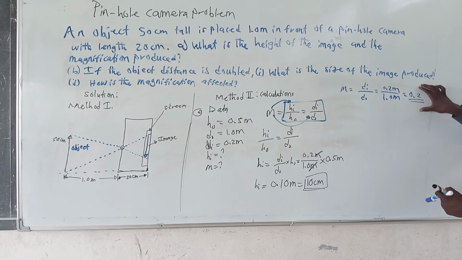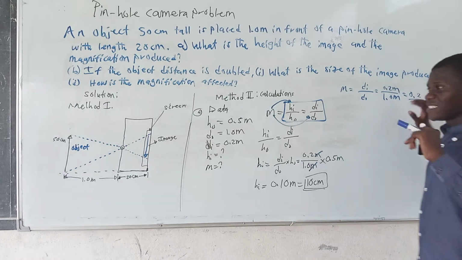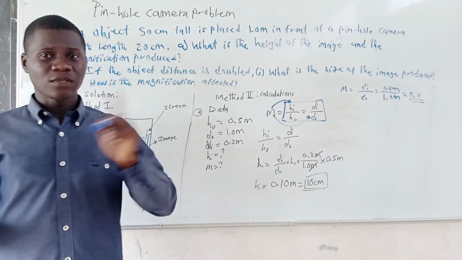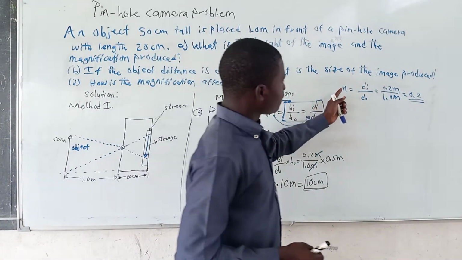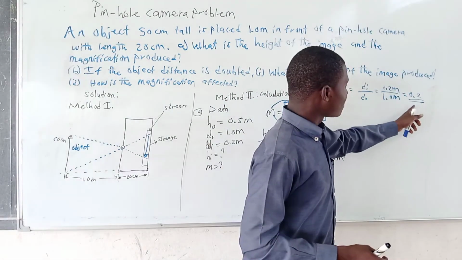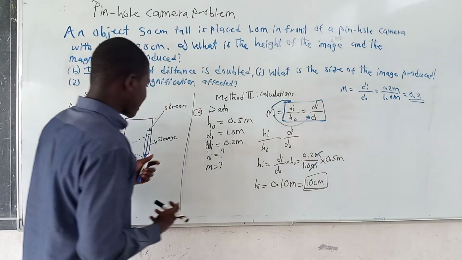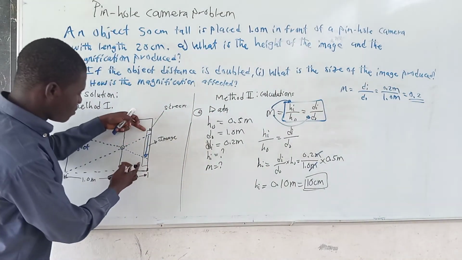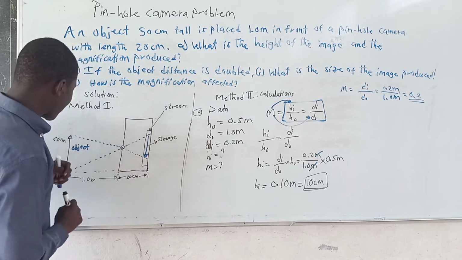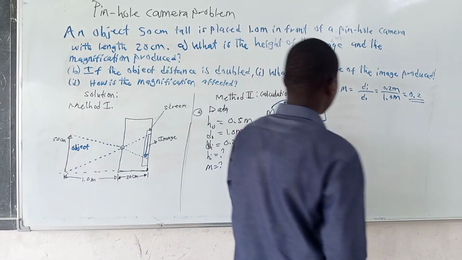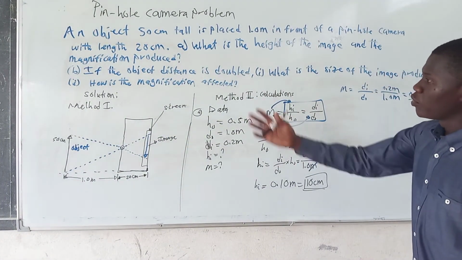What does that mean? That means the object is demagnified, right? When you have a magnification greater than 1, it means the object is magnified, that is, the image is larger than the object. But when you have a magnification less than 1, it means that the object is demagnified. The image is smaller than the object, which is exactly shown in our diagram. The image here is smaller in height as compared to the object. Is that clear? Alright. Now, we move to the B portion.